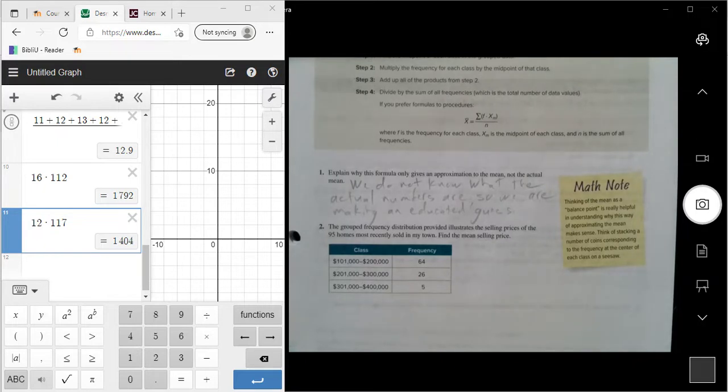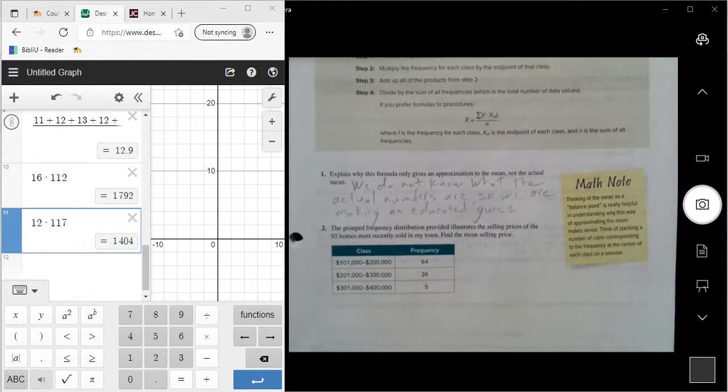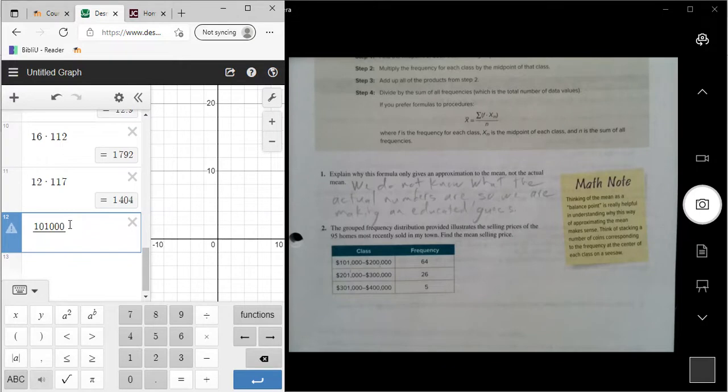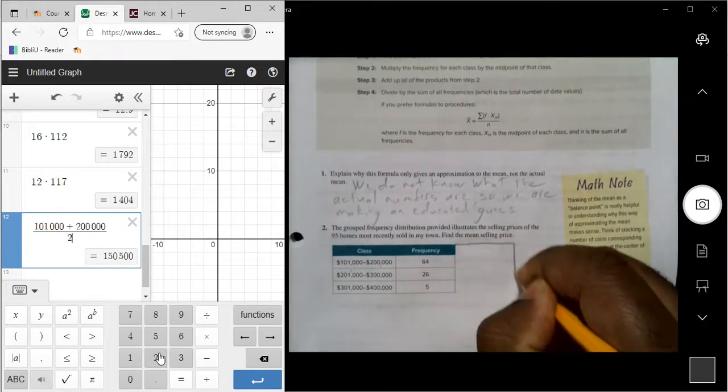Okay, number 2. It says the group frequency distribution provided illustrates the selling price of the 95 homes most recently sold in my town. Find the mean selling price. Okay, so first of all, we need to find the mean here. So basically, if you add these two together and divide by 2, so we'll have 101,000 plus 200,000 divided by 2, and it gives us 150,500.